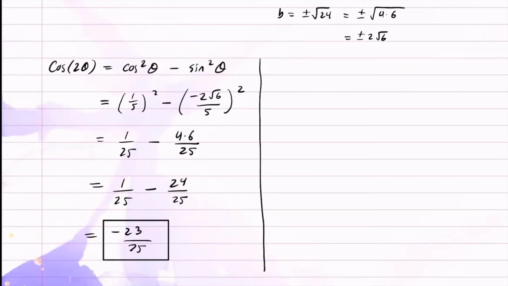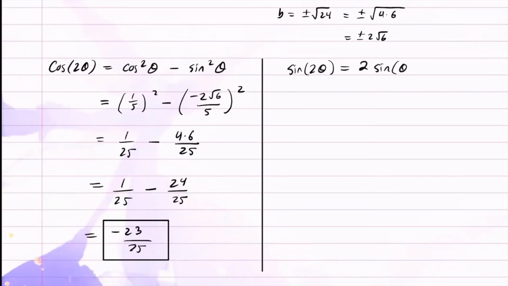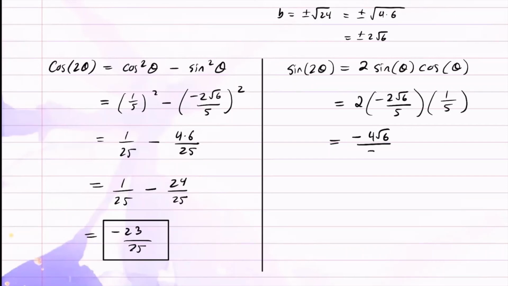And now we're going to compute sine 2 theta. Sine 2 theta is 2 times sine theta times cosine theta. Again, substitute what sine theta is. We know that's negative 2 root 6 over 5. Cosine is 1/5. And multiplying these out, we get negative 4 root 6 over 25. So that's our value for sine 2 theta.